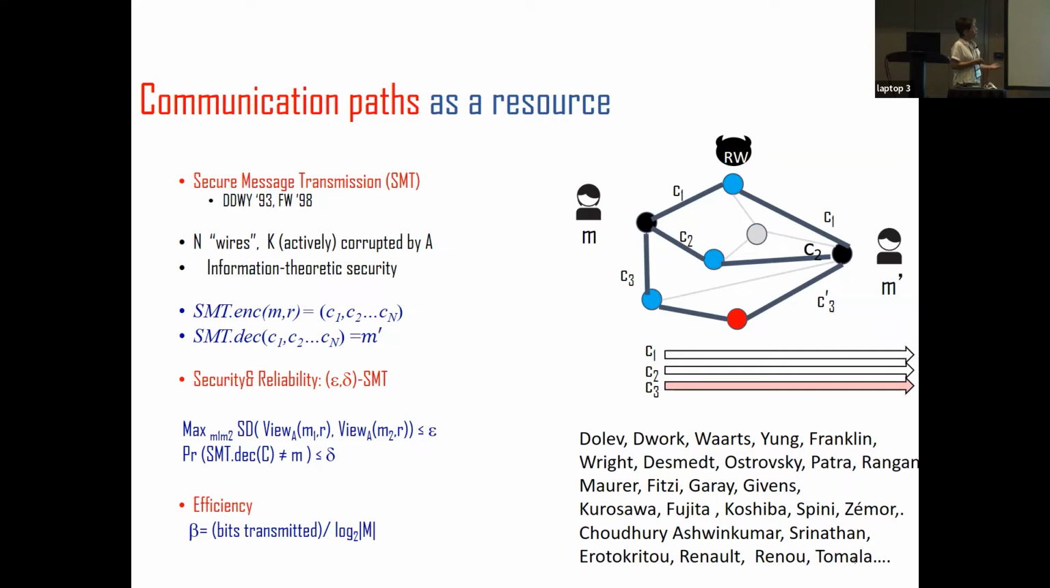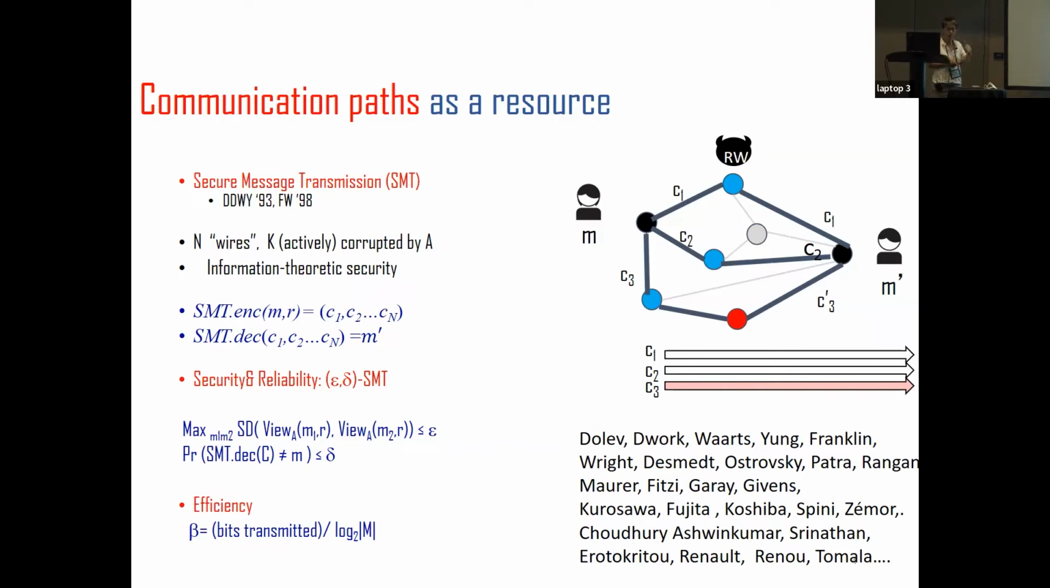This adversary can be only a passive adversary, it can be a blocking adversary, it can be a Byzantine adversary, or it can be a mix of these. The resource that Alice and Bob have is the multiple paths between them. And the assumption is that only K of these paths are corrupted. So the adversary can get access to a subset of these paths. That's the limitation of the adversary.